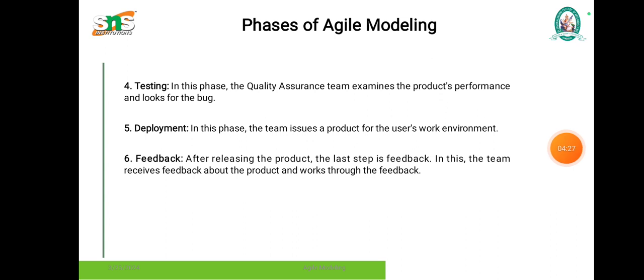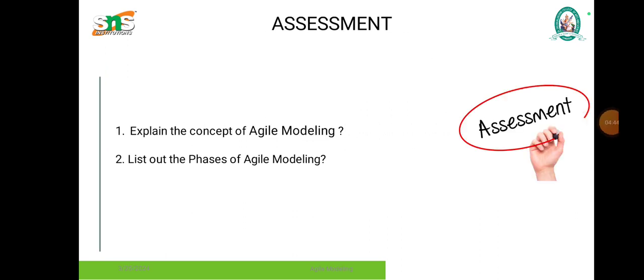And the last phase is feedback. After releasing the product, the last step is feedback. In this, the team receives feedback about the product and works through the feedback. So these are the phases of Agile modeling.